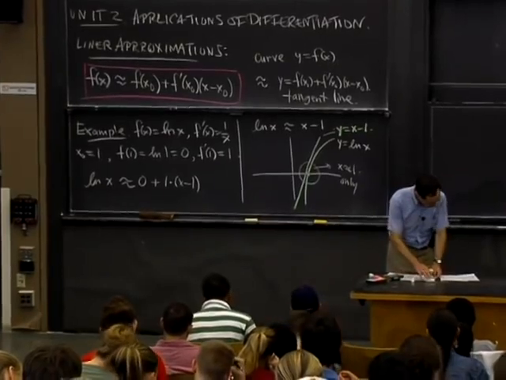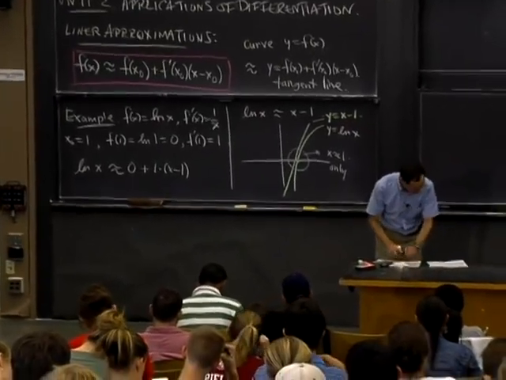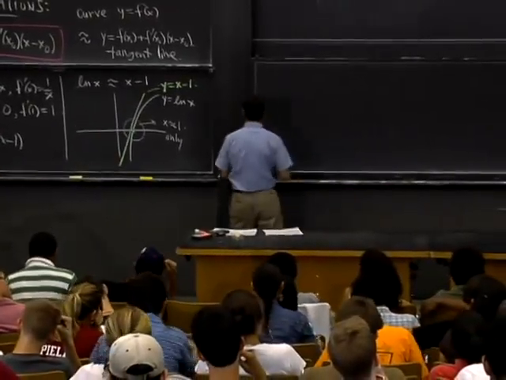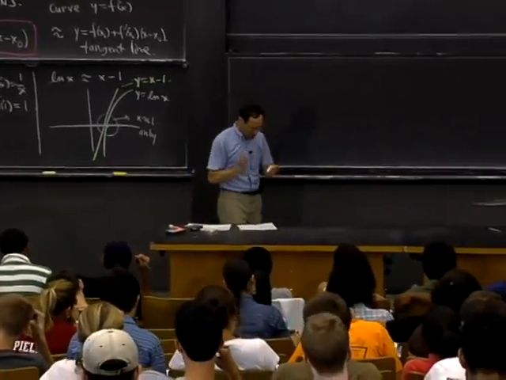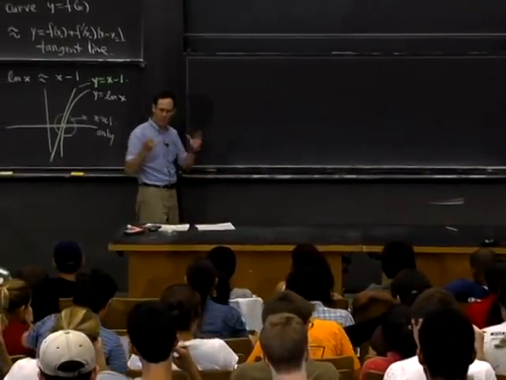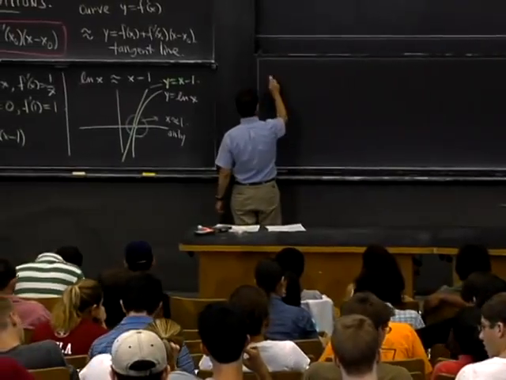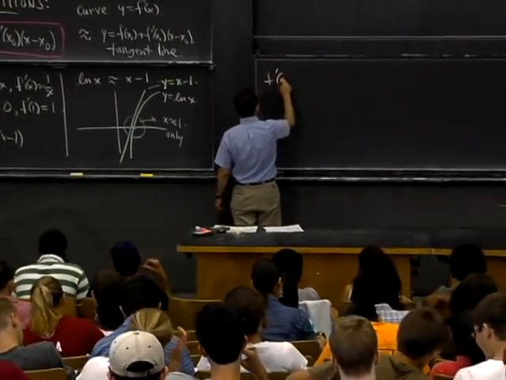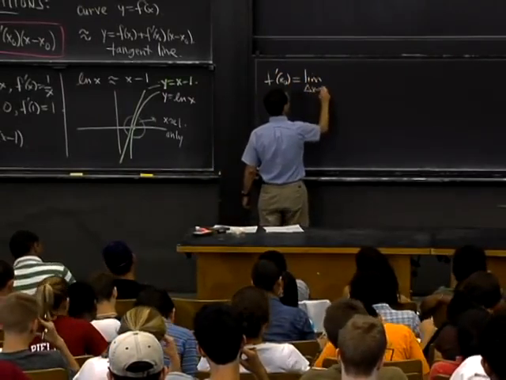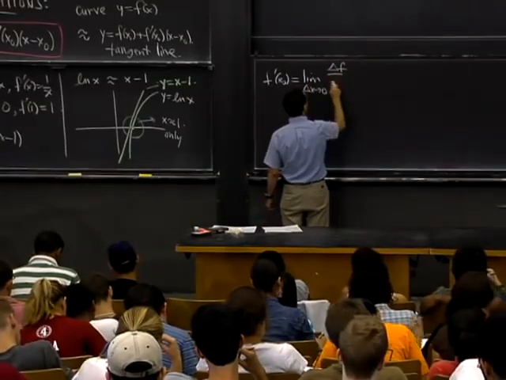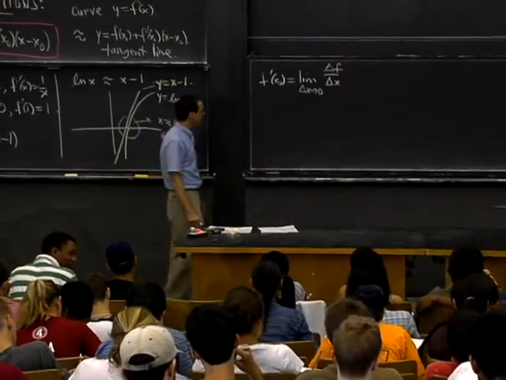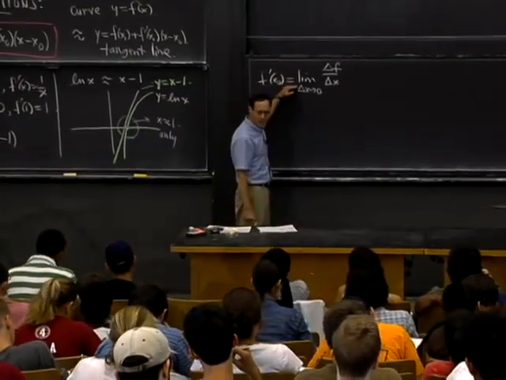I want to explain this in one more way, and then we want to discuss it systematically. The second way that I want to describe this requires me to remind you what the definition of the derivative is. The definition of a derivative is that it's the limit as delta x goes to 0 of delta f over delta x. That's one way of writing it. And this is the way we defined it.